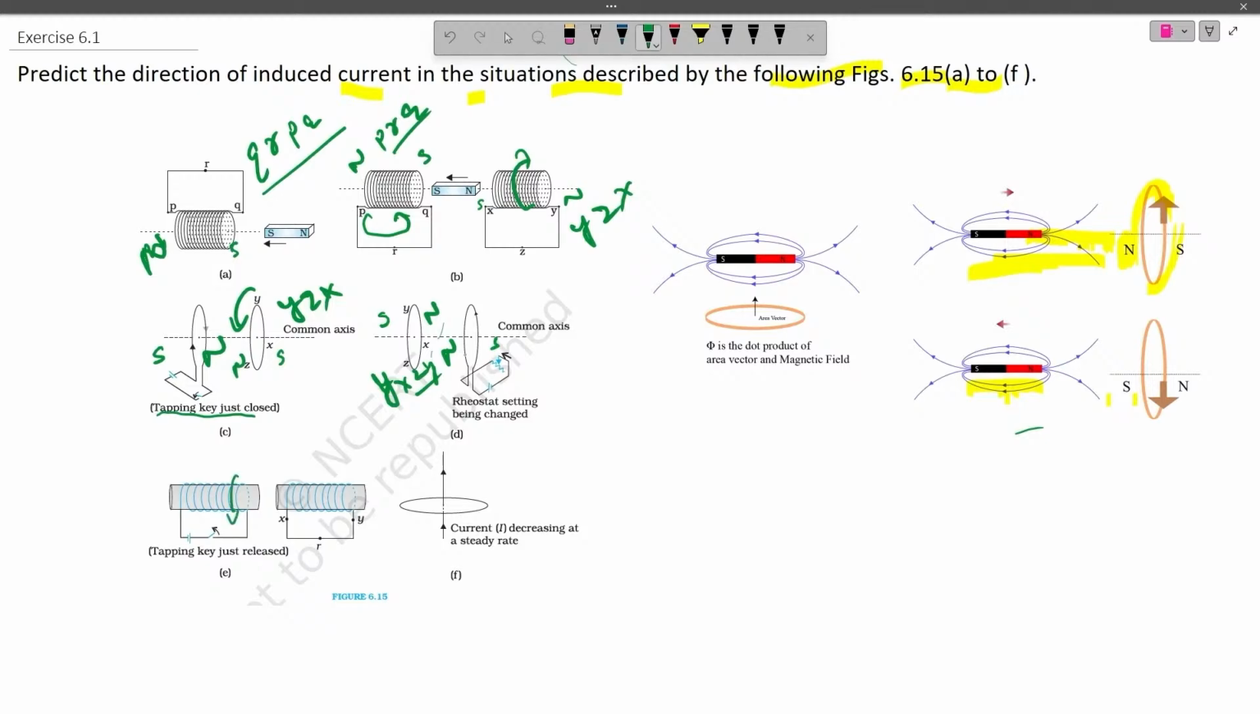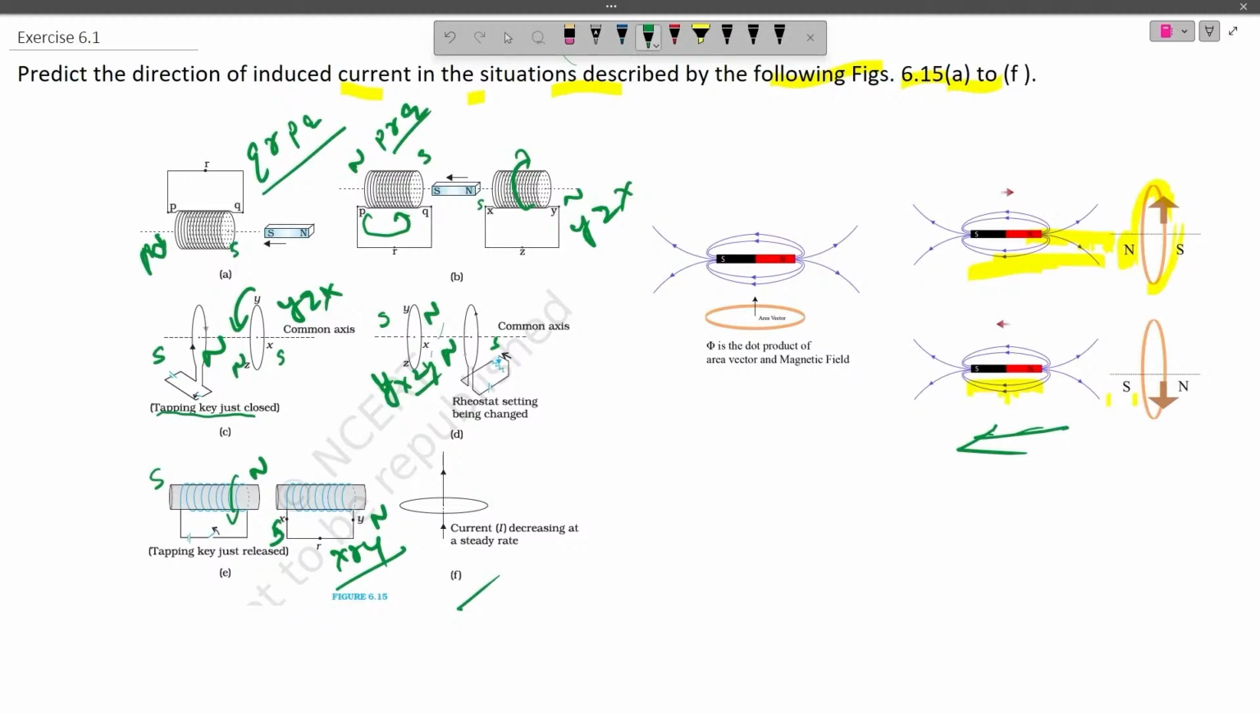Now earlier, when the current was flowing, the north pole would be here by the right hand thumb rule, and the south pole would be here. Just after releasing the tap key, the north pole has decreased, or we can say the north pole of the magnet has been released. So a south pole will be created over here and a north pole over here. For creating a south pole over here, the direction of the current must be in the opposite direction, or X, R, Y direction.